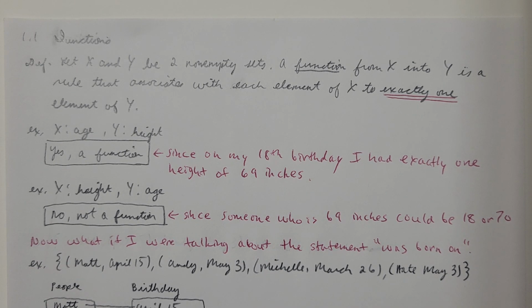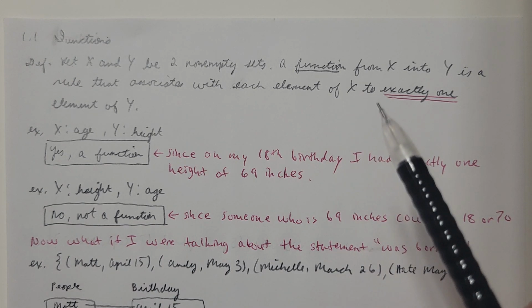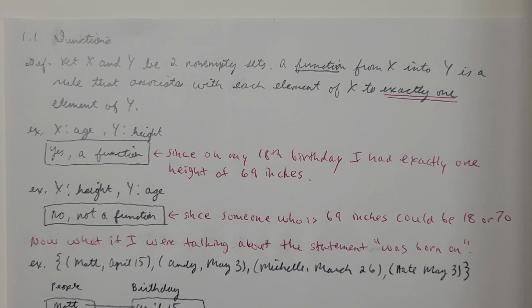So section 1.1 is called functions. The definition of a function. It says let x and y be two non-empty sets. So I got two groups. Each group has at least one item in it. Then a function from the first set into the second set is a rule that associates with each element of the first set exactly one element of the second set. So exactly one, that's the key words there in the definition.